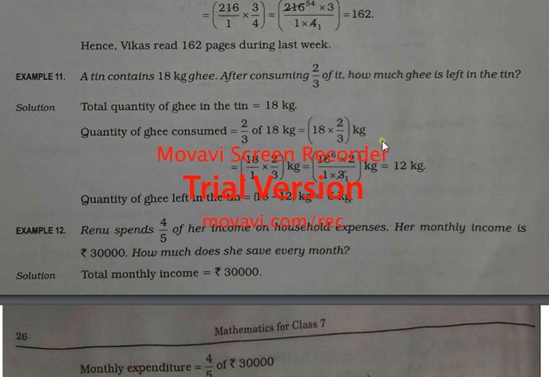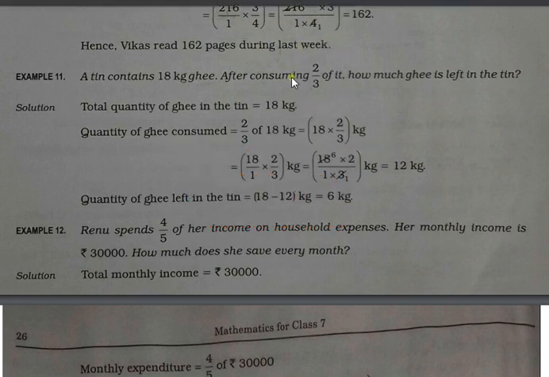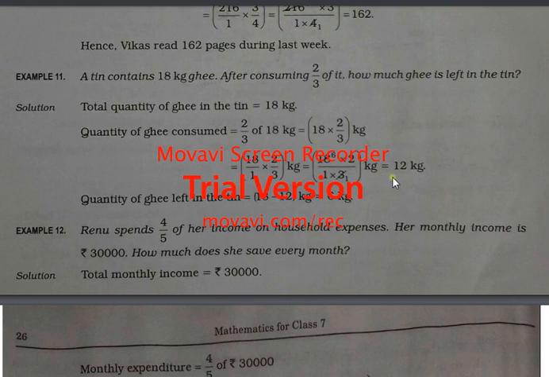Okay, so what has been done? It has been subtracted. Why subtracted? Because it has been consumed. Consumed means what? Used. After using, how much is left? 12 kg has been used. So how much is left? 18 kg minus 12 kg, that is 6 kg.